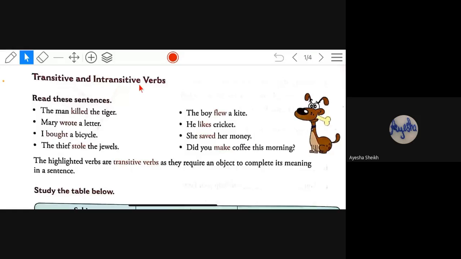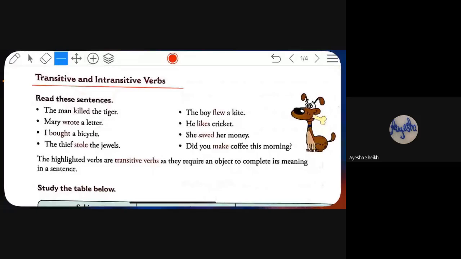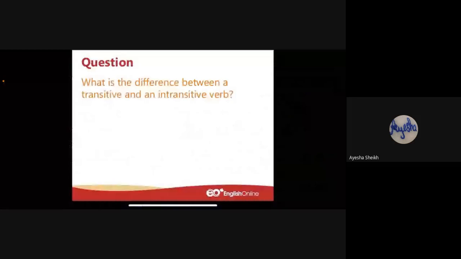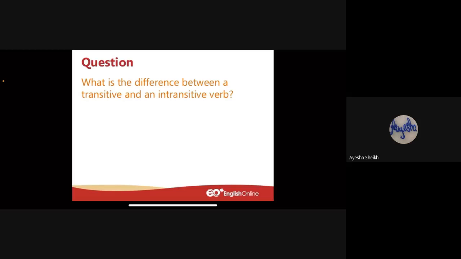Transitive and intransitive verbs. This is the concept we'll study today. This lesson number 8, verbs, will be there in your next exam, also in the final exam. So understand properly. I want someone to read. Can I read, sir? Okay, for now, Aisha, you can start reading. Then others will get a chance.